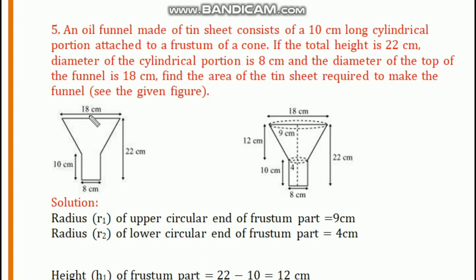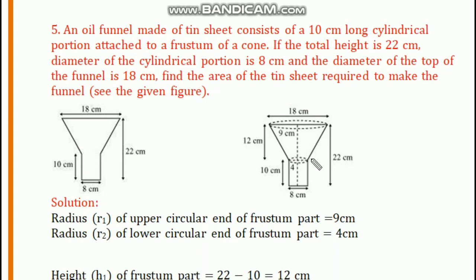Actually, these are the measurements given. We know that the total height of the funnel is 22 centimeter. At the same time the height of the cylinder is given as 10 centimeter. So the remaining height of the funnel, the frustum portion, is 12 centimeter. The diameter is given, so the radius is 9 centimeter. And the diameter of the cylinder, or end of the frustum portion, is 8 centimeter, so the radius is 4 centimeter.